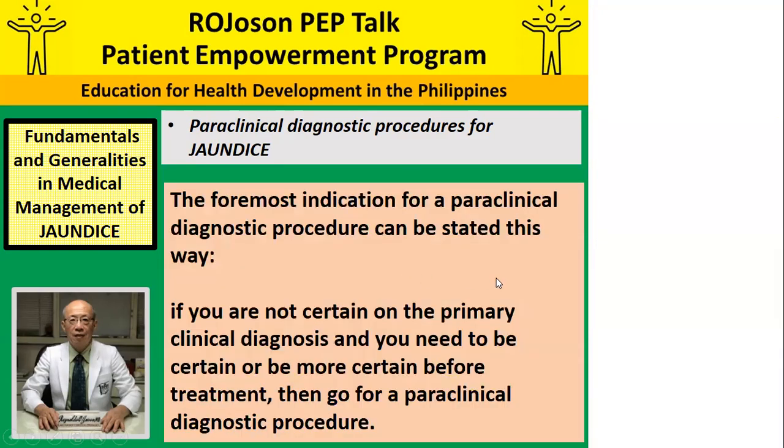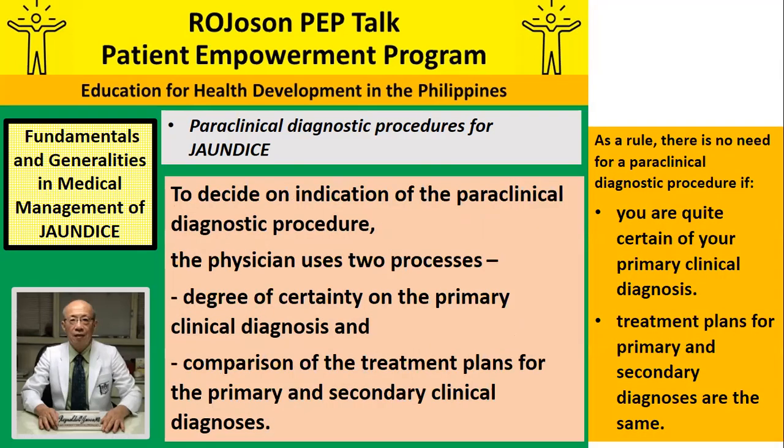The foremost indication for a paraclinical diagnostic procedure can be stated this way: if you are not certain of the primary clinical diagnosis and you need to be more certain before the treatment, then go for a paraclinical diagnostic procedure. To decide on indication, the physician uses two processes: the degree of certainty on the first clinical diagnosis, or the so-called primary clinical diagnosis, and the comparison of treatment plans for the primary and secondary clinical diagnosis. As a rule, there is no need for a paraclinical diagnostic procedure if you are quite certain of your primary clinical diagnosis, and the treatment plans for the primary and secondary diagnosis are the same.